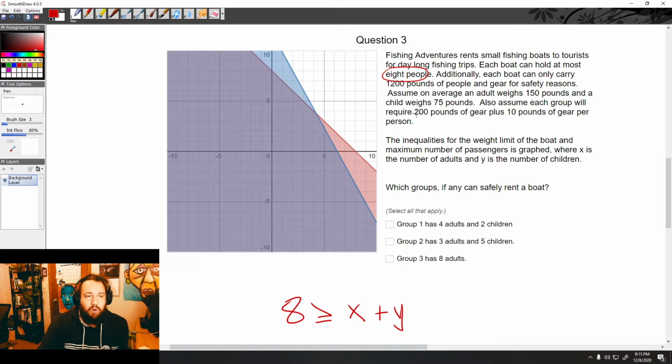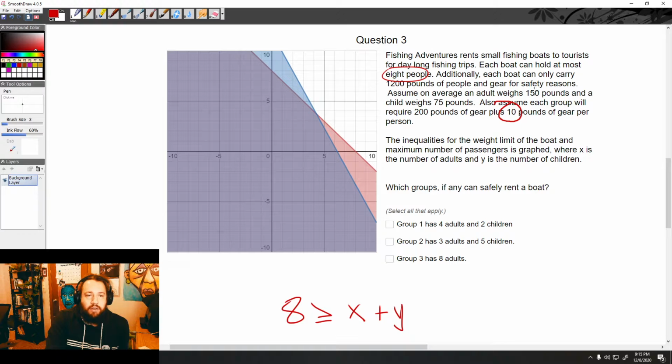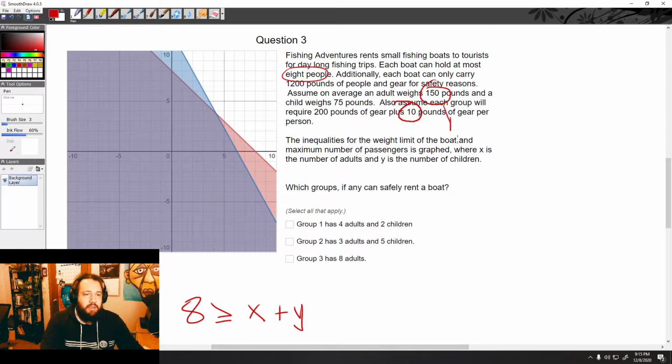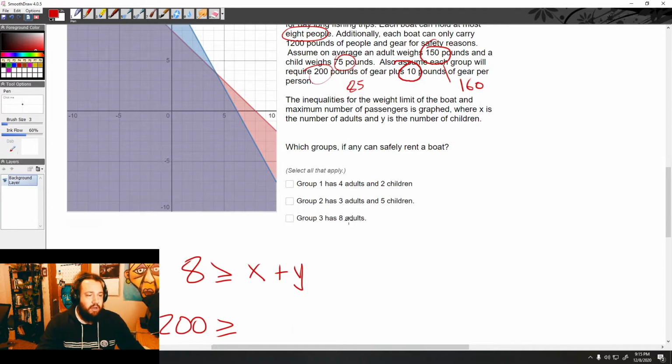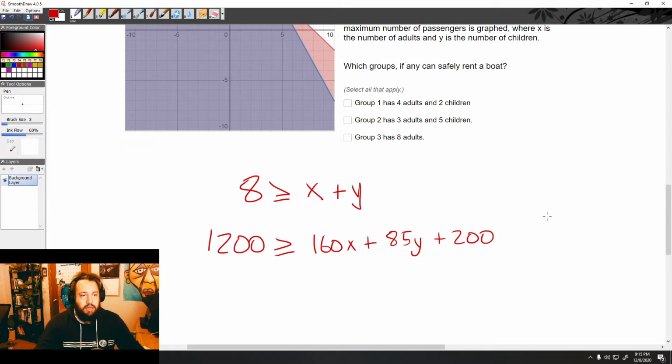Also assume that each group will require 200 pounds of gear plus 10 pounds of gear per person. So I'm going to add 10 pounds for each person. That's going to make my adults 160 and my children 85, and then I'm going to tack a 200 on at the end. So here we go: adults are 160x plus children is my 85y, and then I'm going to tack on that 200 in gear.